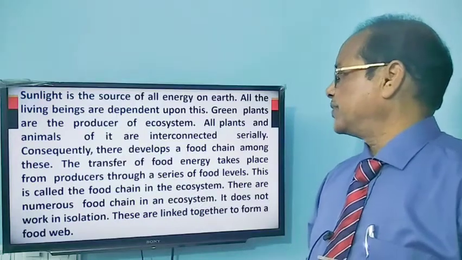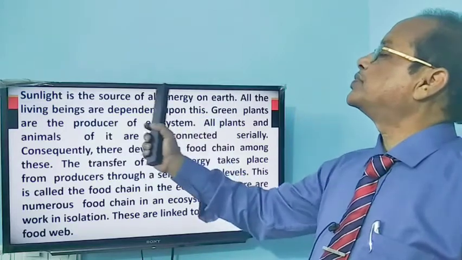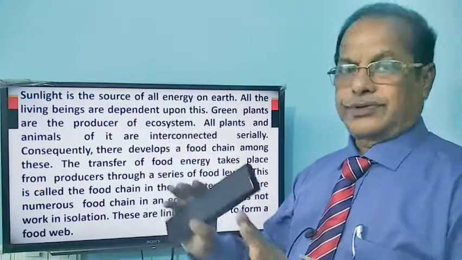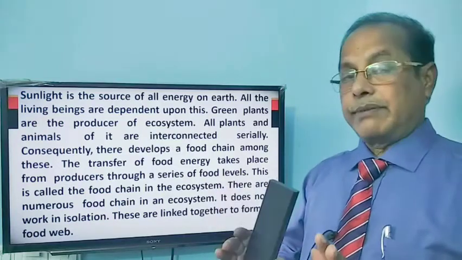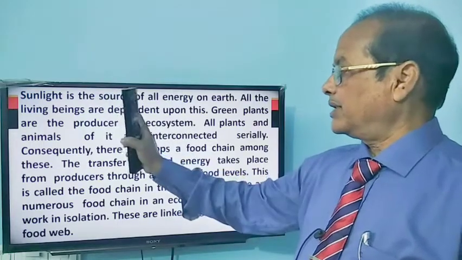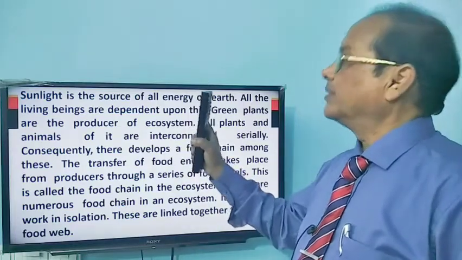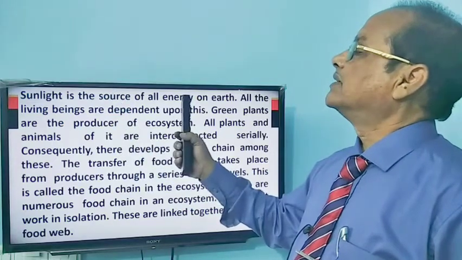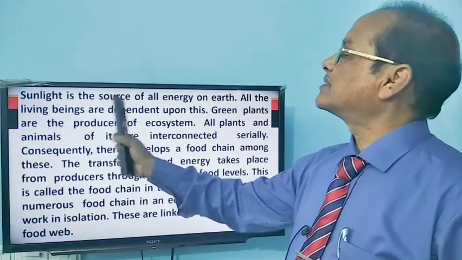Sunlight is the source of all energy on earth. Sunlight is the source of all energy on earth. There is no pronoun. No problem here. All the living beings are dependent upon this. All the living beings on our earth are dependent upon this. This is a pronoun. But what is this? Source or energy. There are sunlight, source and energy. There are 3 nouns: sunlight, source, energy.